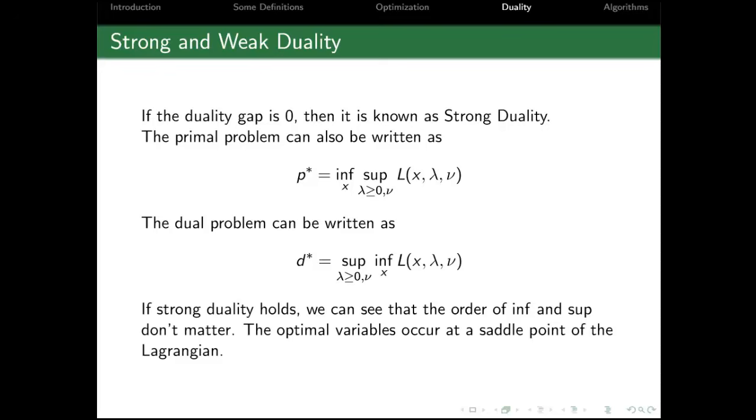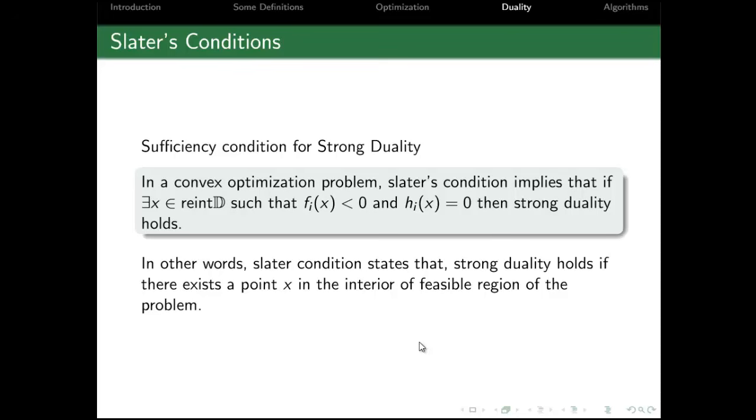When strong duality holds, we know that p star equals d star. So you can see that the order of the infimum and supremum can be interchanged and it is equivalent. This means that at the same point we have a maxima in one direction and a minima in another direction, so it is a saddle point. So we have one good result here: whenever there is strong duality, optimal variables occur at the saddle point of the Lagrangian. Now let us look at sufficiency conditions for strong duality.